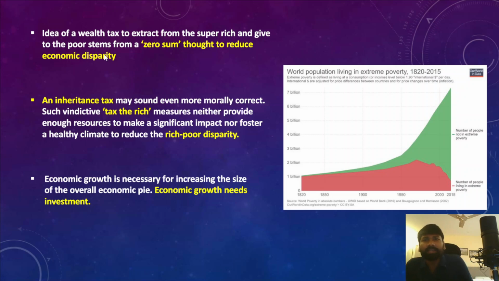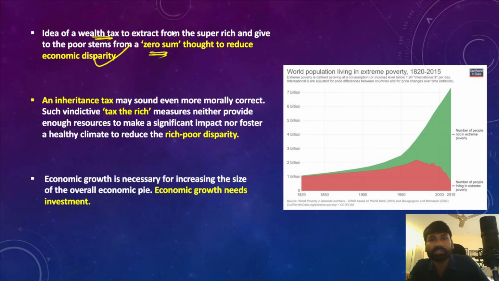And in fact, the idea of a wealth tax to extract from the super rich and give to the poor actually stems from zero-sum thinking, to reduce economic disparity. Please understand that we are seeing huge economic disparities in our country. One way of bridging these disparities is imposing more and more taxes on the rich. The wealth of the rich must be taxed, so that it can be used for the betterment of the poor.